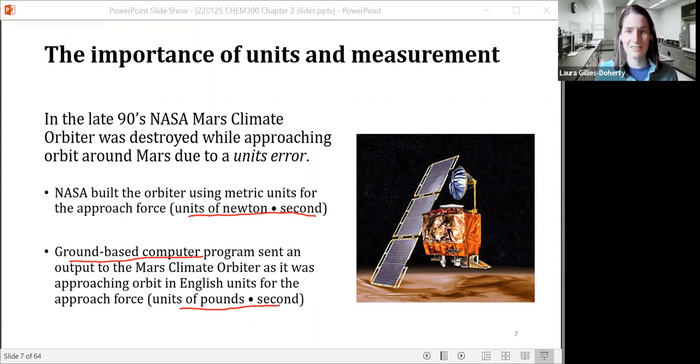Because it was sending the wrong numbers, the orbiter completely burned up as it was approaching the orbit. Millions and millions of dollars lost and research lost, really disappointing, because of a units mistake. So units are absolutely essential when taking measurements. Always include your units and check that they're the right units.